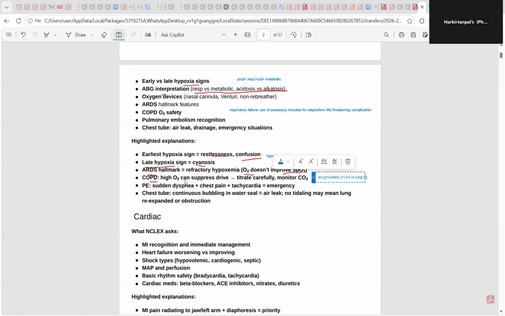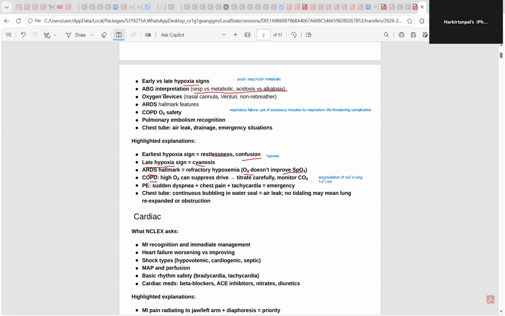Here we can't administer too much oxygen. Only 1 to 2 liters per minute of oxygen can be administered for the COPD patient. Only 1 to 2 liters per minute of oxygen we can administer for COPD patients.